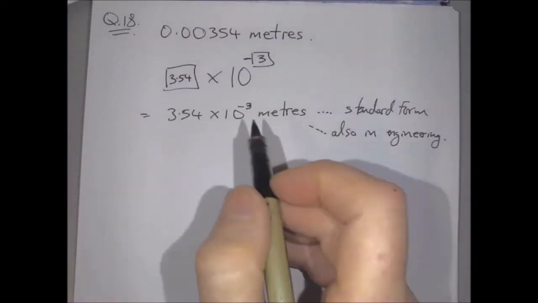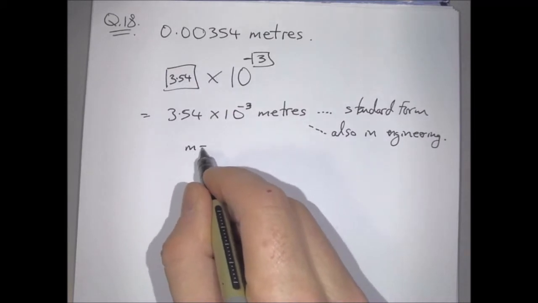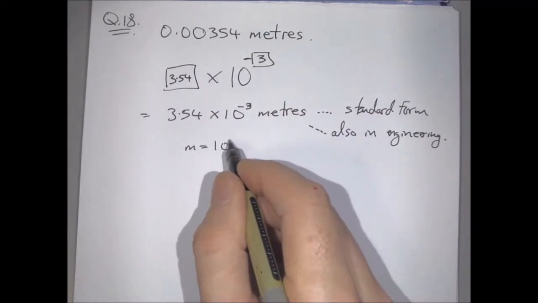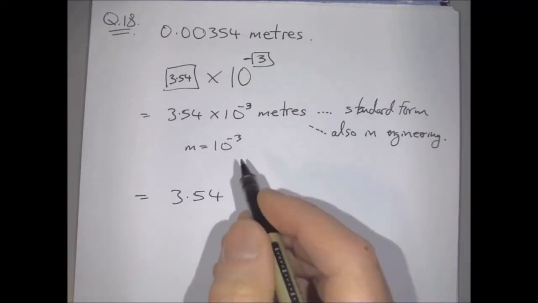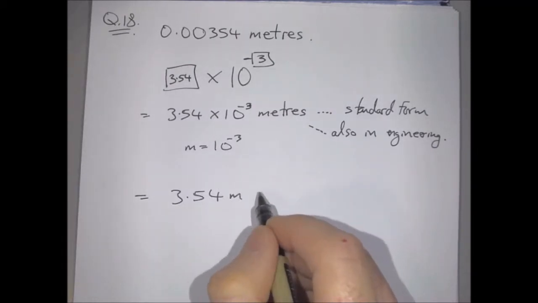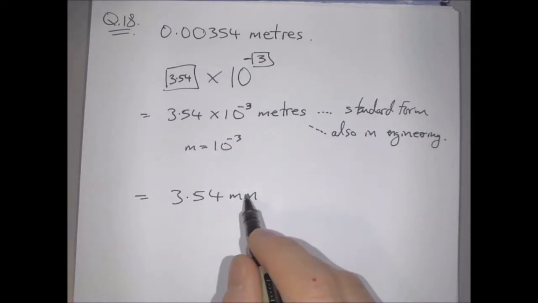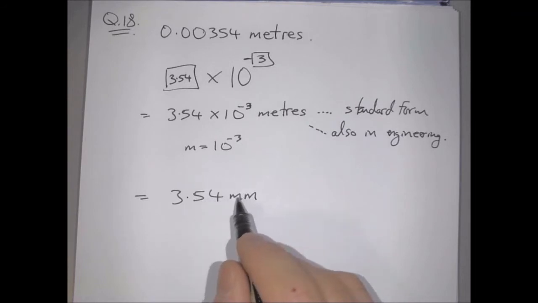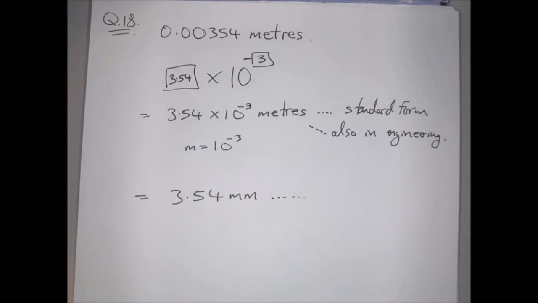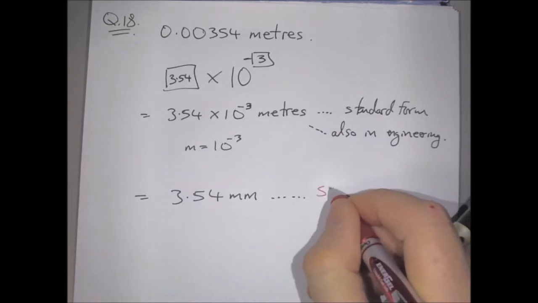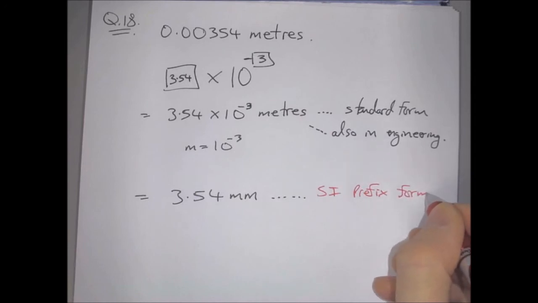So we can replace our 10 to the -3 here with our small m, because from our prefix page, m equals 10 to the -3. So this gives us 3.54 millimeters, the second m standing for meters, not milli. This would be the normal way to express it. So that's 3.54 millimeters, and that's our answer now in SI prefix form.